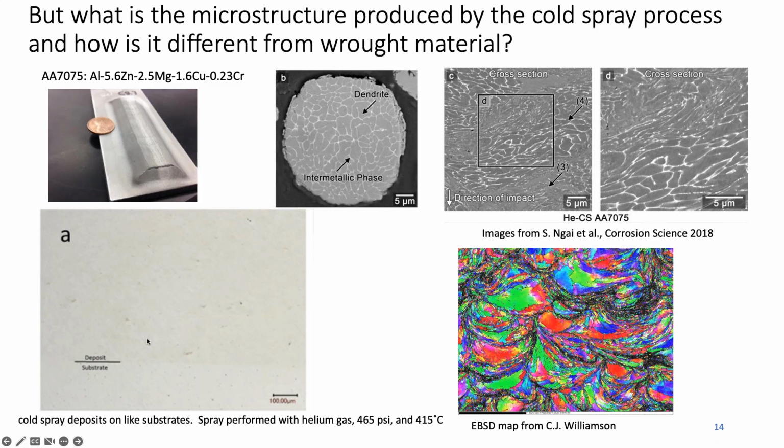We can readily deposit this material. This is an example at the lower left. It's an optical image of a 7075 deposit on a 7075 substrate. And if I didn't tell you that I'd done that, you might not have guessed. Actually, the substrate looks a little bit worse for wear.